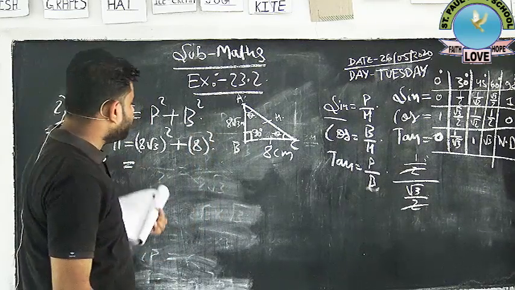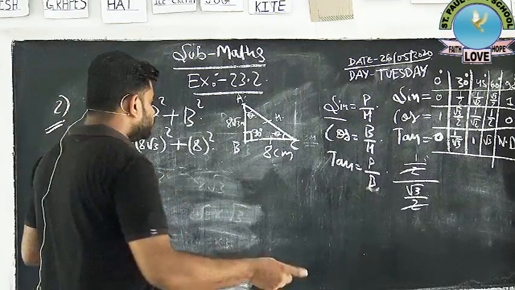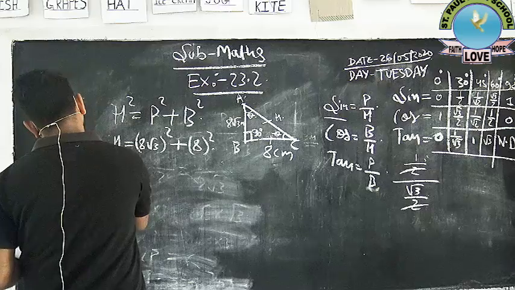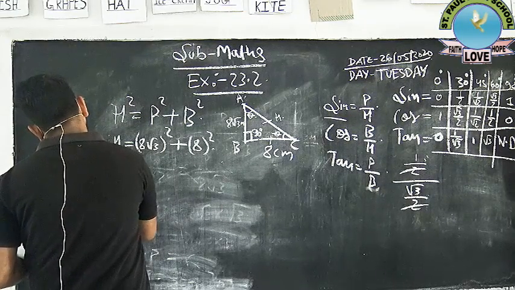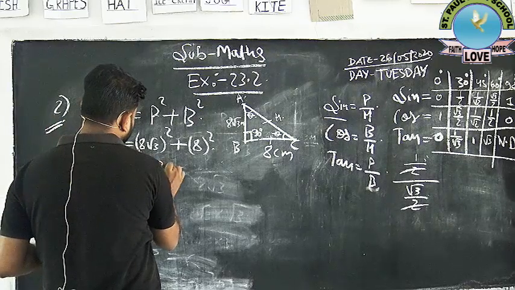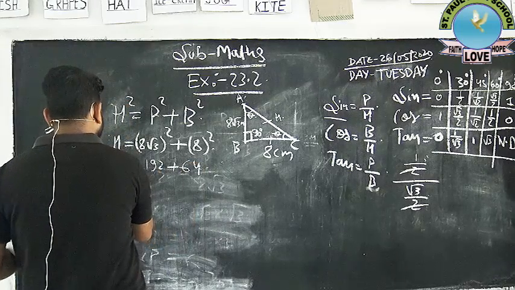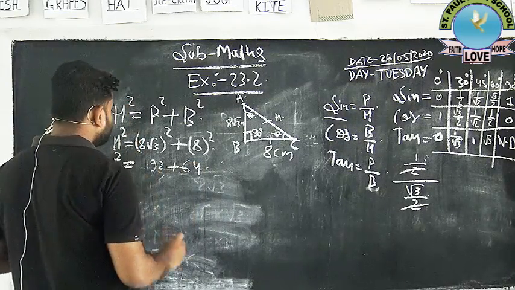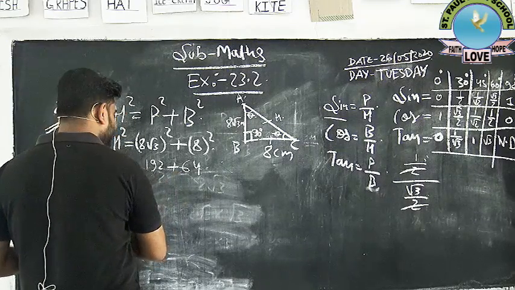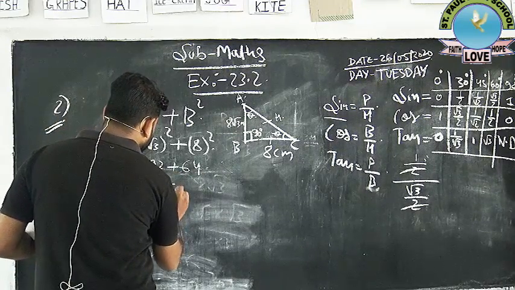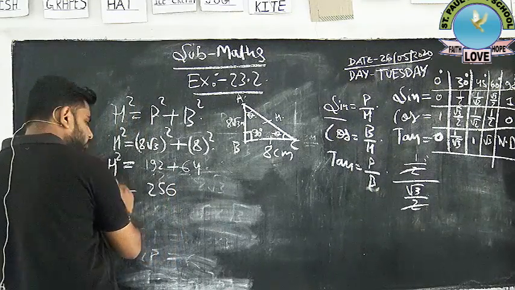If I do the square of 8 it is 64, but root 3 square is 3. So 64 into 3 counts to 192 plus, and 8 square is 64. Don't forget this h square. Now if I add this, 6 plus 4 is 10, 9 plus 6 is 15, it comes to 256, and we have to calculate for h, not h square.